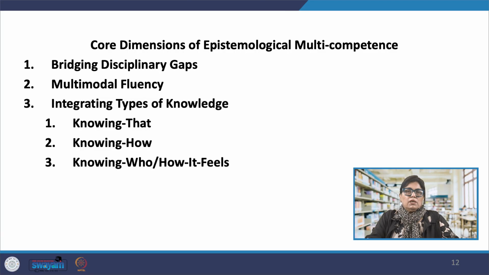Third is integrating types of knowledge. It supports the coordination of different epistemologies, such as knowing that, factual, craft-specific knowledge; knowing how, experiential learning and task-specific proficiency; and knowing who, how it feels, developing empathy and an emotional connection with the patient's unique life situation.